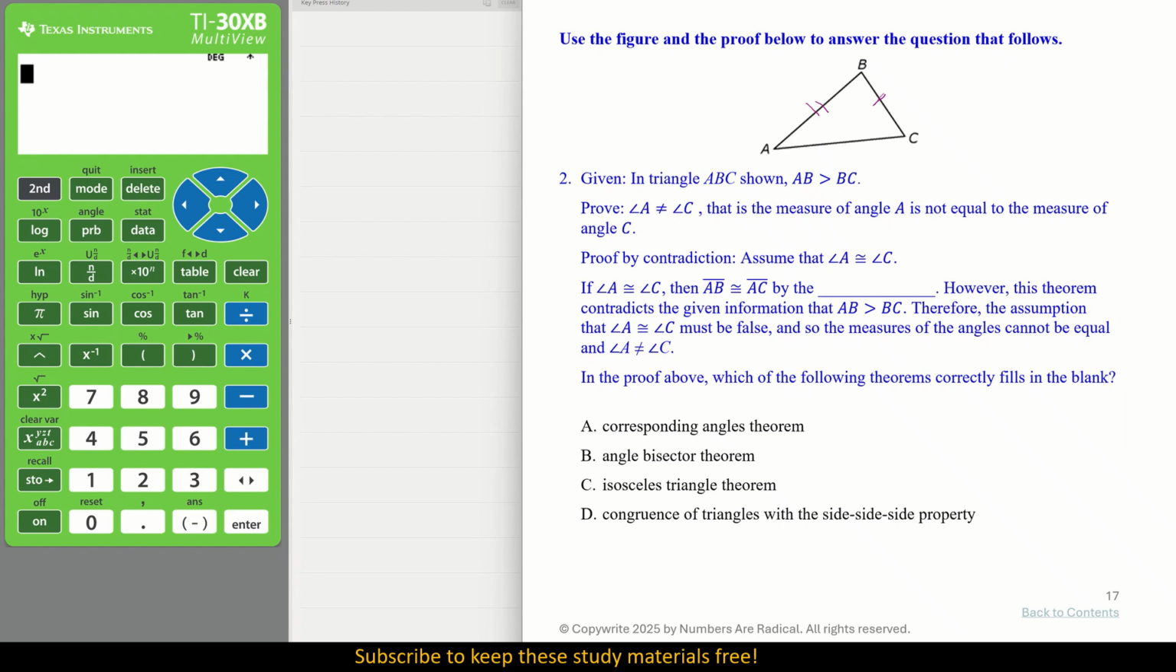First we have our given, now we have our proof. Angle A is not equal to angle C. Okay, I buy that. So I'm going to do some marks for us to help us out. In all honesty, this is a scalene. We are looking at a scalene triangle. But we need to prove by contradiction that we have a scalene.